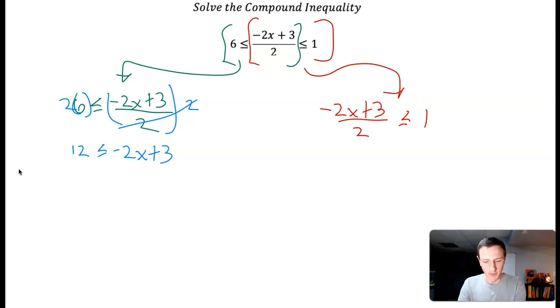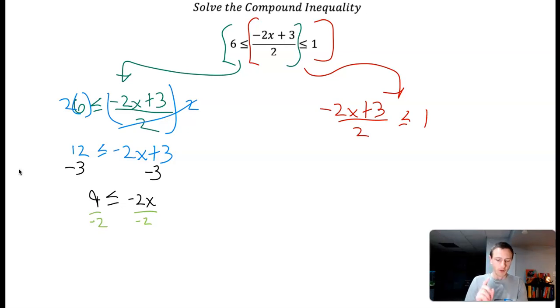And now we want to just continue solving this. I'm going to subtract 3. 12 minus 3 is 9, less than or equal to negative 2x. We're going to divide by negative 2. Now here's a very important step that I'm going to talk about a little bit. We have 9 divided by negative 2. One thing's going to happen. First of all, we have a negative going over that inequality, so the inequality is going to flip.